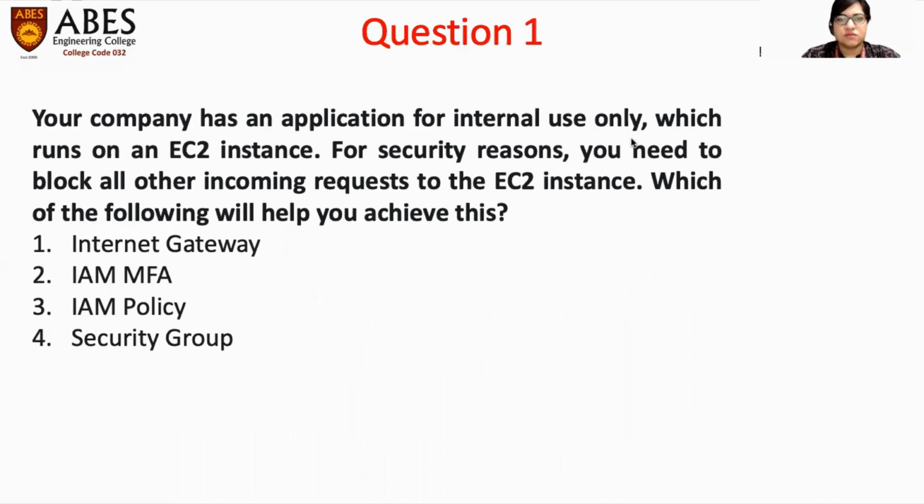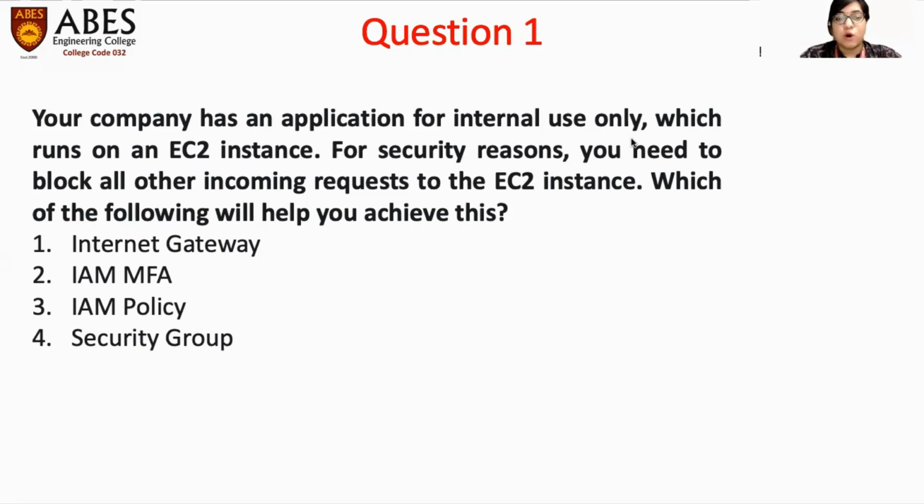First question is, your company has an application for internal use only, which runs on an EC2 instance. For security reasons, you need to block all other incoming requests to the EC2 instance. Which of the following will help you achieve this? Internet Gateway, IAM/MFA, IAM Policy, and the last option is Security Group. So here, the correct answer is Security Group.